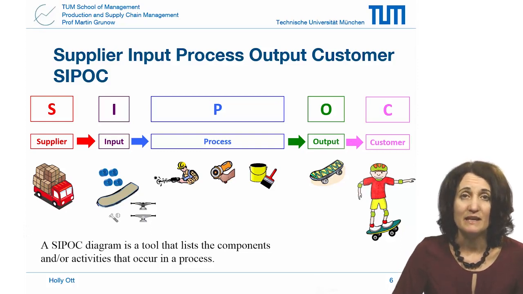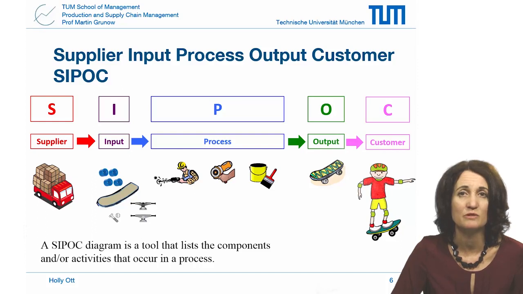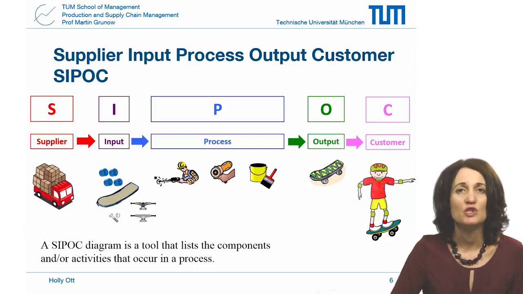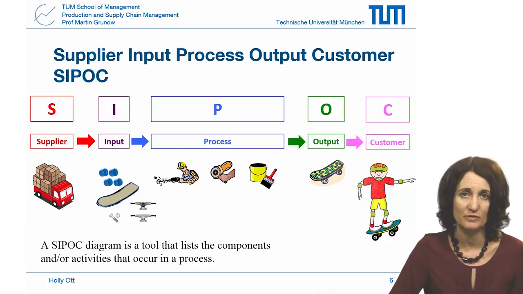This is the basis then for creating the so-called SIPOC diagram, a tool that lists the components and the activities that can occur in a process. And why is this useful? We're starting to trace the activities, not just to produce a product or services, but from the supplier of the inputs through the entire process to the customer. The SIPOC diagram gives us a high-level picture of the value-added steps in the process. And it's often used in any type of business process management and is a common tool in Six Sigma projects.